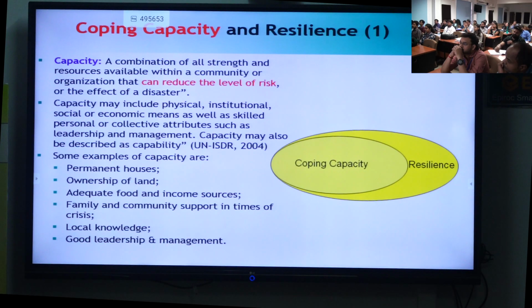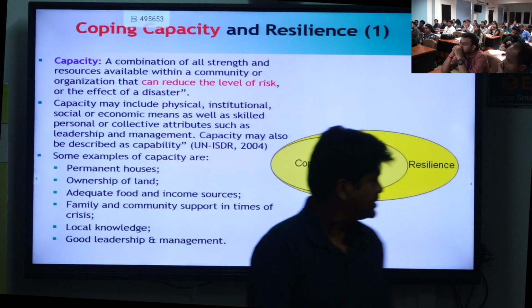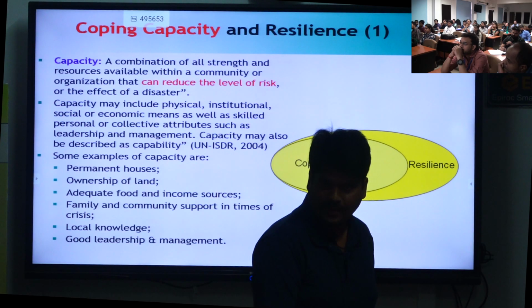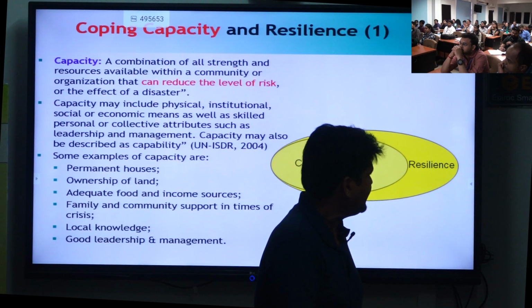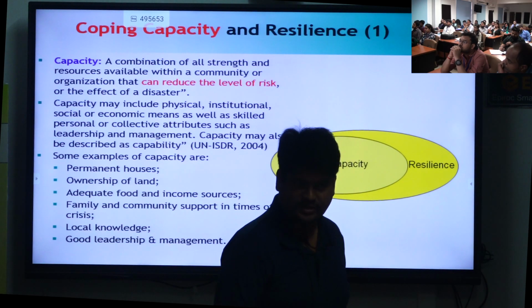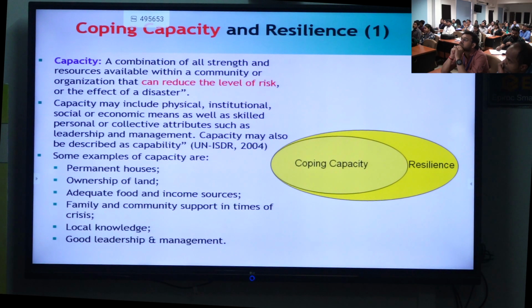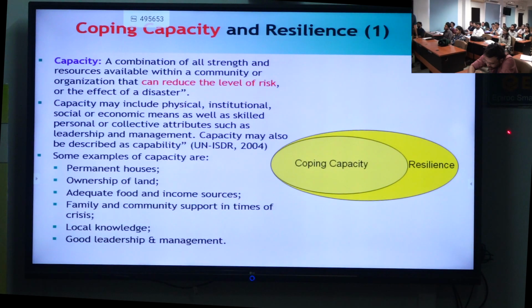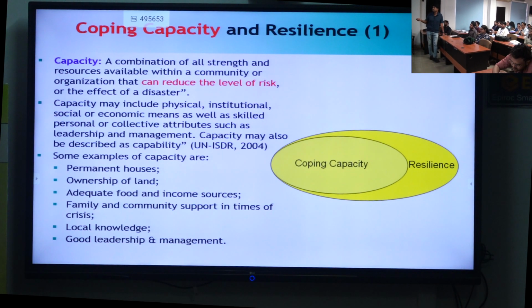This is what I was trying to explain. So you have coping capacity and resilience. See, some aspects are still overlapping. What is coping capacity? Capacity is defined as a combination of all strengths and resources available within a community or organization that can reduce the level of risk. It can be one person, a community, a small community, a big community, or a village. Okay? They have the ability to reduce the level of risk or the effect of a disaster. Again, capacity can be physical, institutional, social, or economic. Okay? This is the definition based on the United Nations.